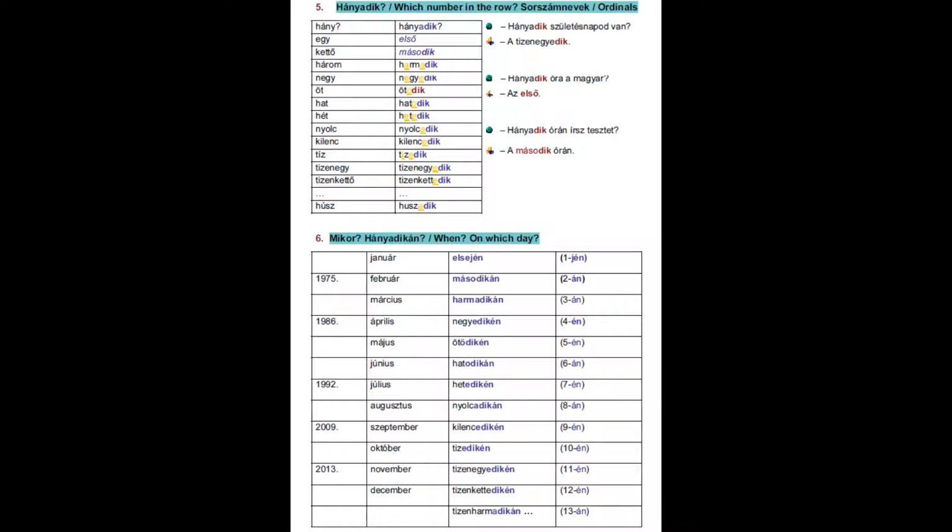Az én világom, 104th page. Please open your textbook if you haven't already. You should have it open to the 104th page, and let's continue our lesson.